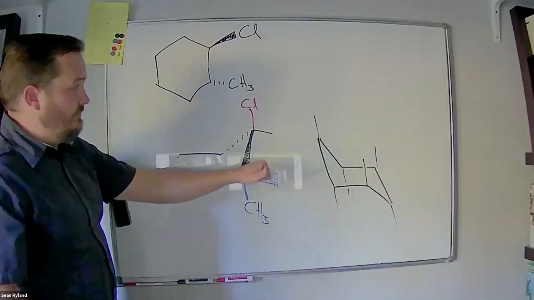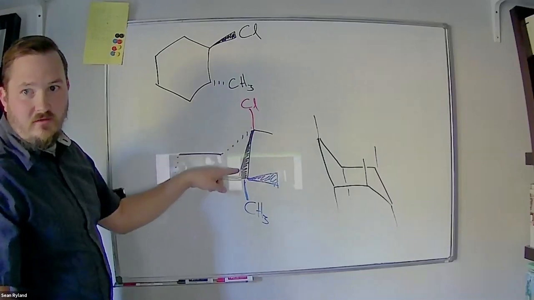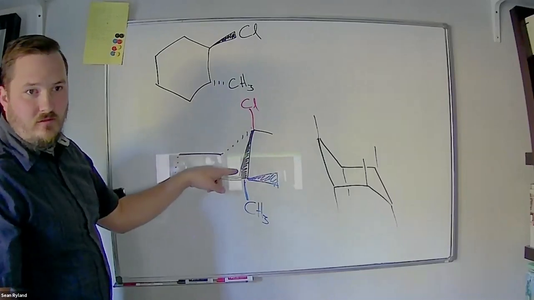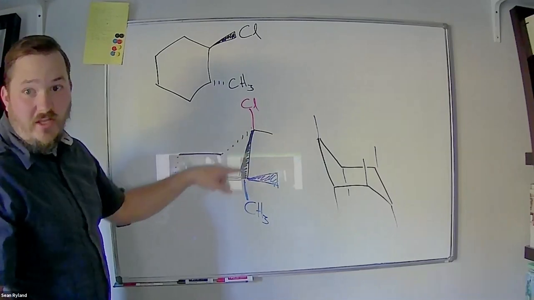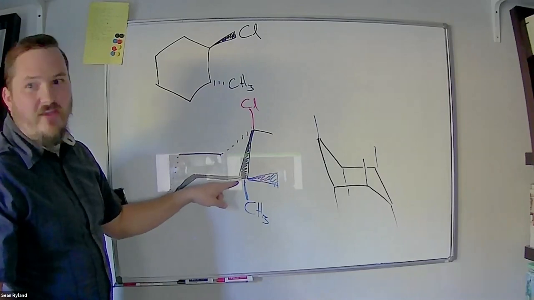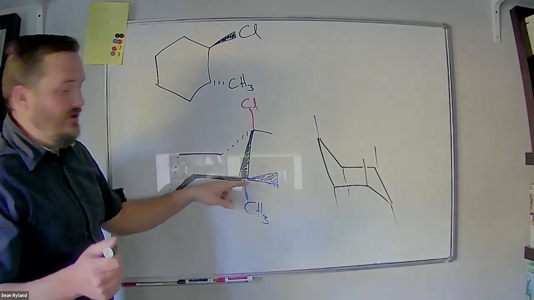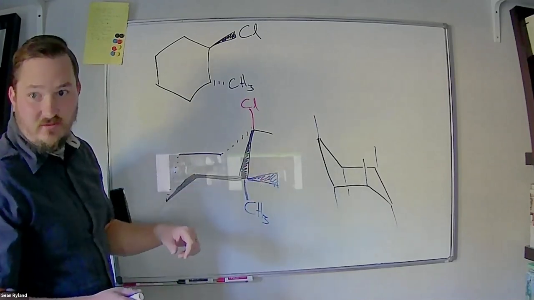Sean, that blue wedge, does that go away from you or towards you? No, that's coming towards us because this bond is going away from us. And so that's what I meant about being careful with drawing the wedges on the ring. There's going to be something coming away from the ring towards us from here. So we need to make it look even bigger as it's coming further towards us. Does that kind of make sense?